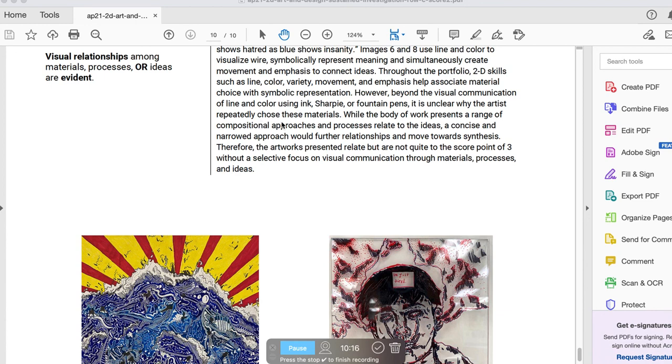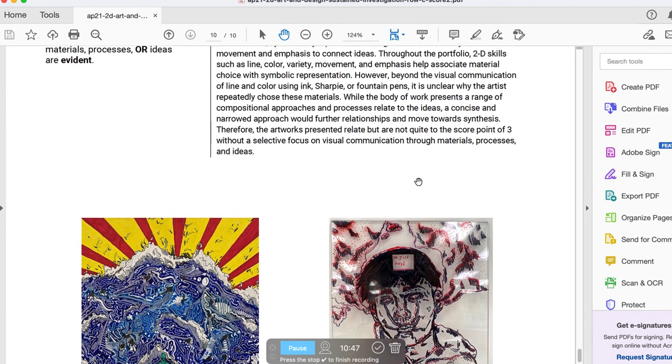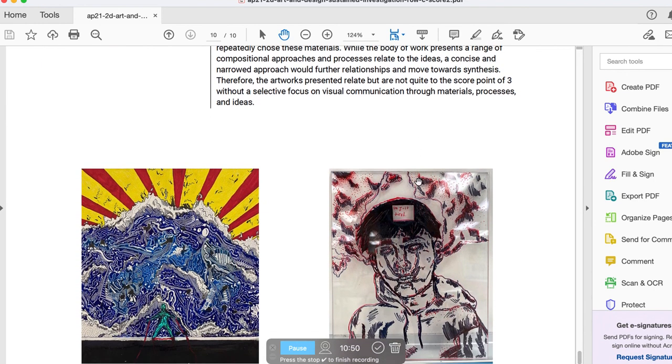So they're saying we want to understand, which you can add into your material writing, which we'll work on, helping people know why you actually chose those. So it's not super clear how those things connect. While the body of work presents a range of compositional approaches and processes that relate to the ideas, a concise and narrowed approach would further relationships and move towards synthesis. Therefore, the artworks presented relate, but are not quite at the score point of 3 without a selective focus on visual communication through materials, process, and ideas.